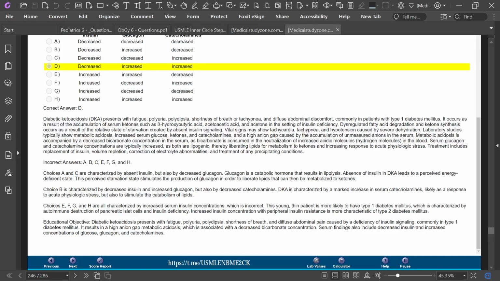Which one is the other, the hyperosmolar one? How do you call that, HHS? Hyperosmolar hyperglycemic state. Okay, let's see. There is not a box for it anyway. But I guess it will be higher than 800.